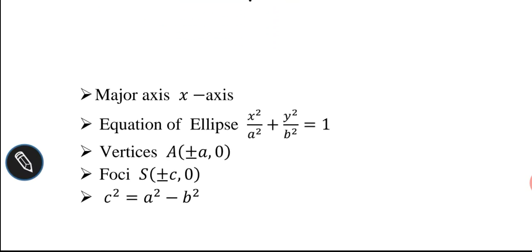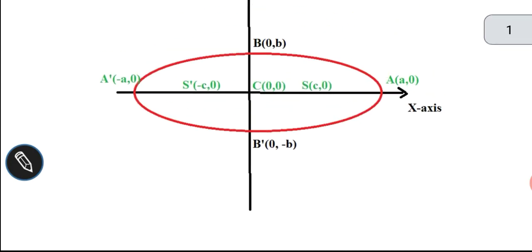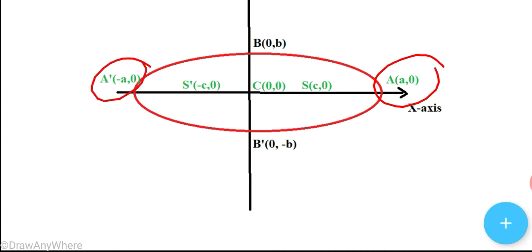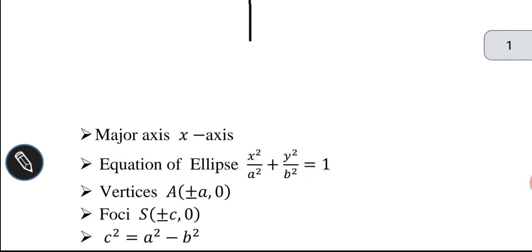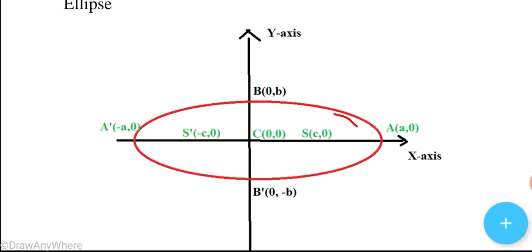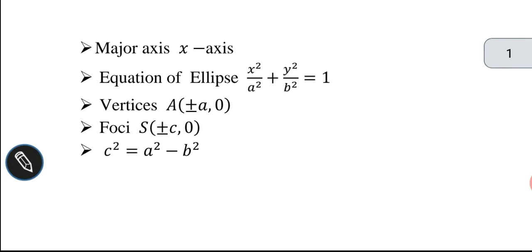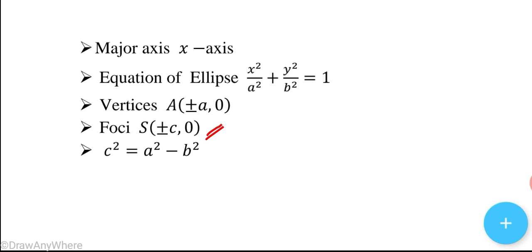The equation of the ellipse is x squared by a squared plus y squared by b squared is equal to 1. Vertices are (a, 0) and (-a, 0). So in general we can write vertices as (plus or minus a, 0). There are two focus points, S and S dash, which are S (c, 0) and S dash (-c, 0). So in general we can write foci S equal to (plus or minus c, 0), where c squared is equal to a squared minus b squared.